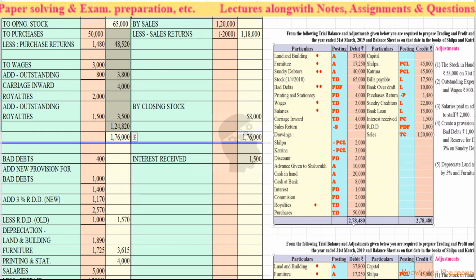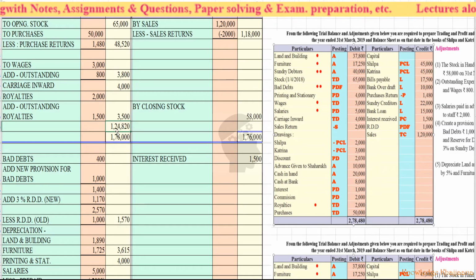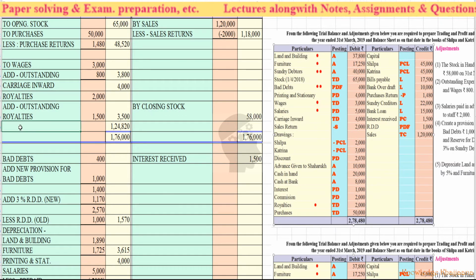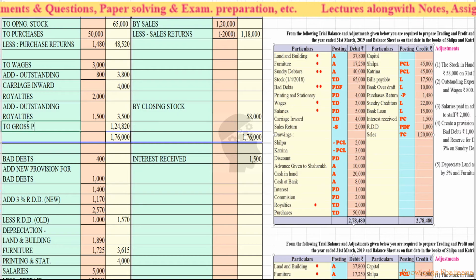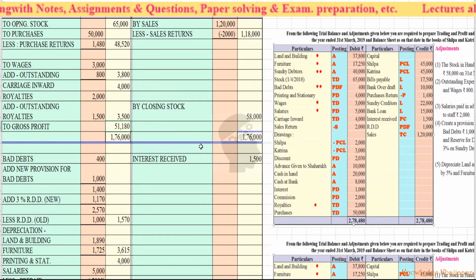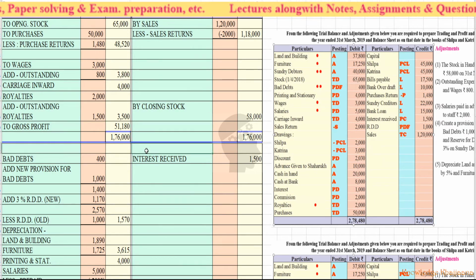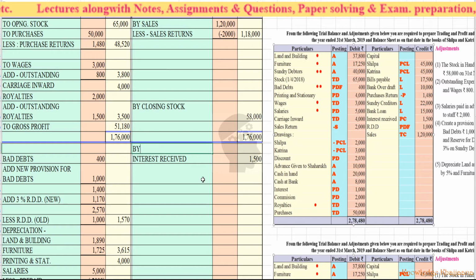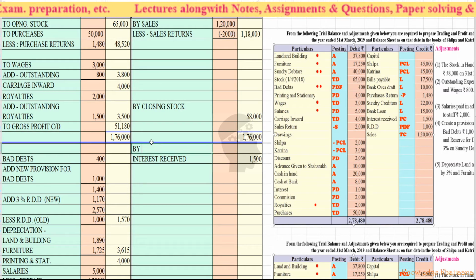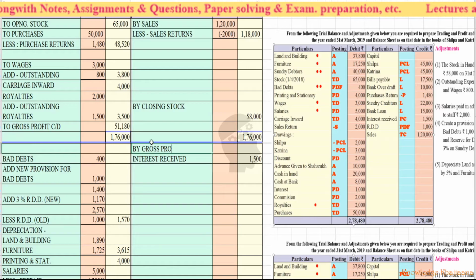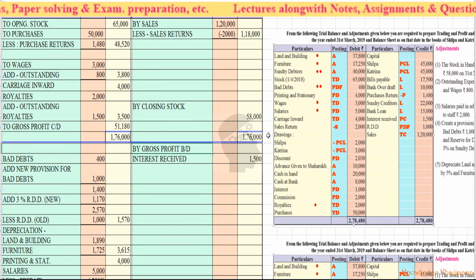It is 1,24,820. Then we have to calculate the gross profit. What we have to do? We have to deduct the total of the smaller side from the total of the bigger side. So gross profit is 51,180. We will carry the gross profit to the profit and loss account credit side, by gross profit brought down.